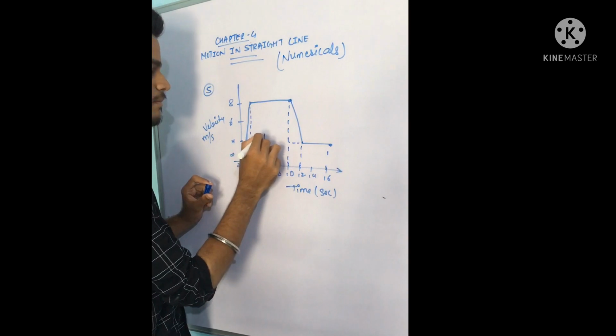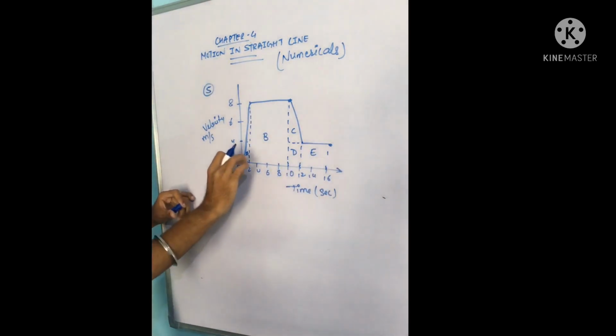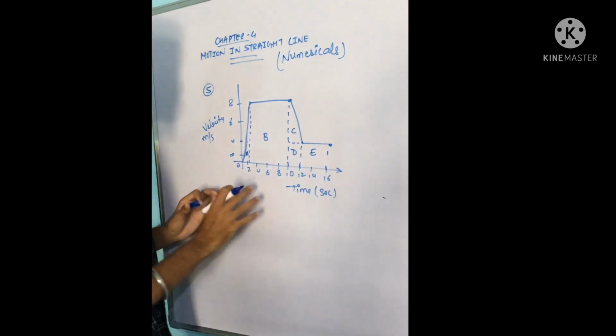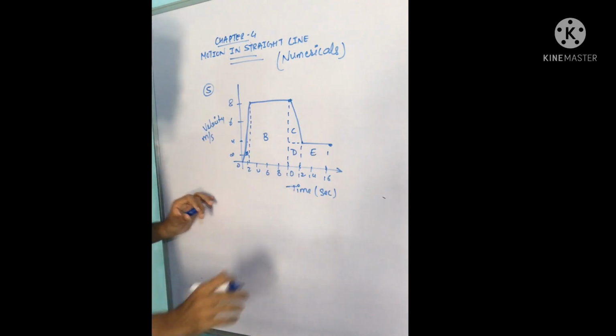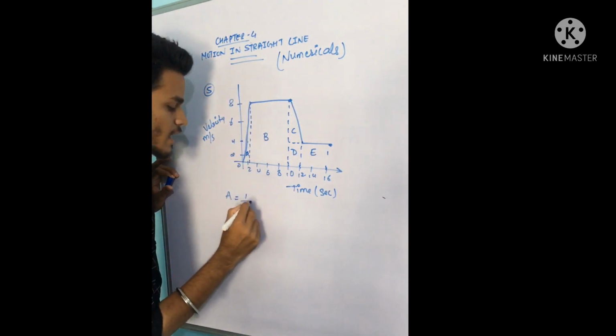Mark them as A, B, C, D and E. By calculating the area of A, B, C, D and E and summing up all the areas, we will get the distance. So to find A, what to do? Area of triangle is half base times height.